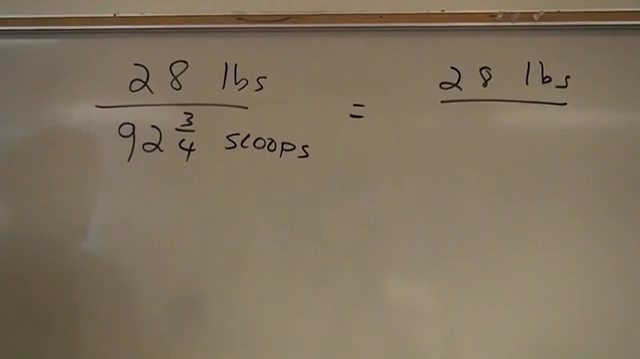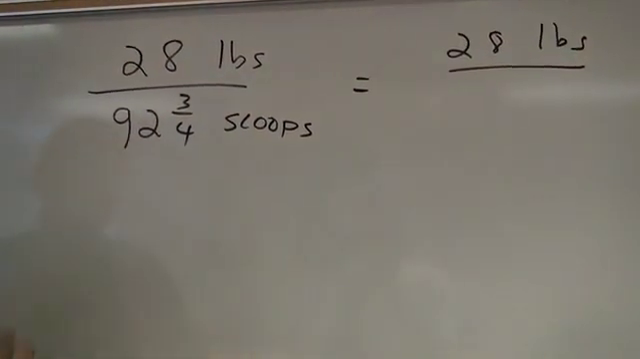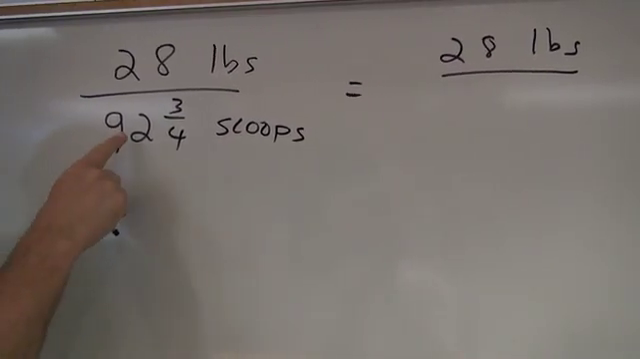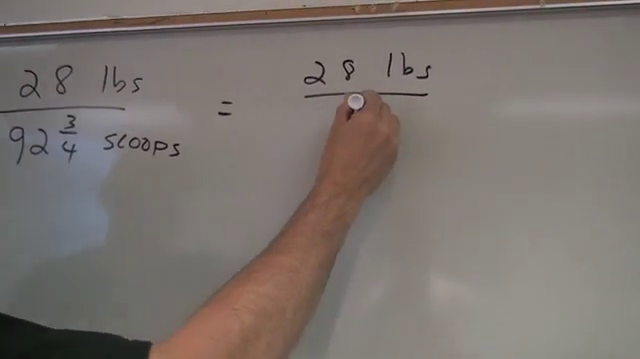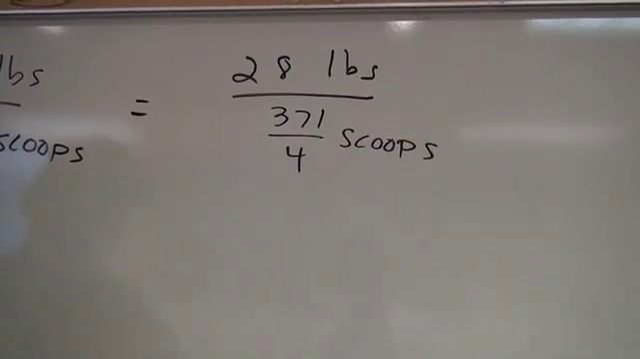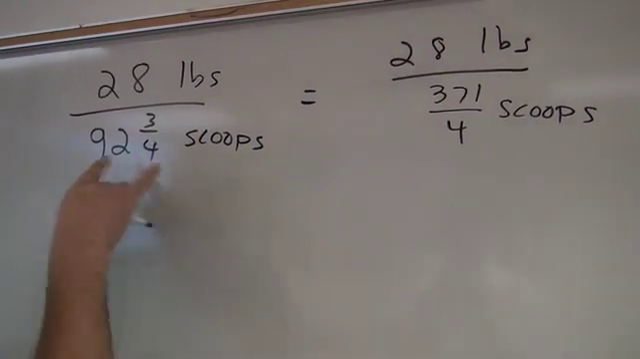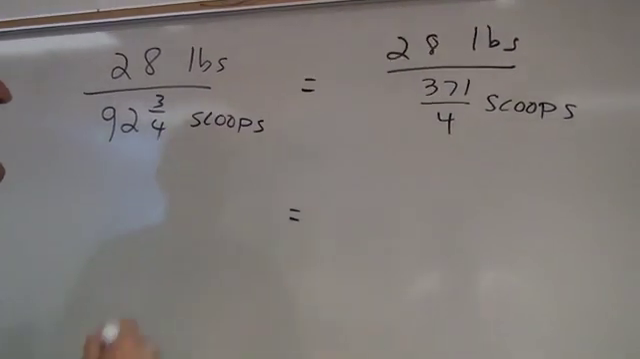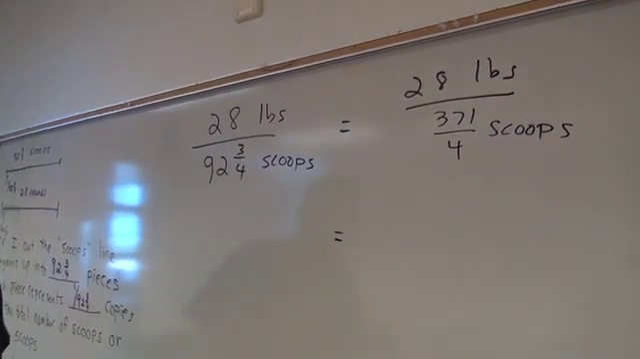Now, at this stage, if you're working on dividing fractions, students might have a way of thinking about 92 full scoops and then 3/4 of a scoop, and they might know we can rewrite that as an improper fraction. I believe it comes out to be 371/4 scoops, which is equivalent to 92 3/4. So now we can get it down to that. Maybe they take that mixed number and write it as an improper fraction. So now we've got 28 pounds per 371/4 scoops.